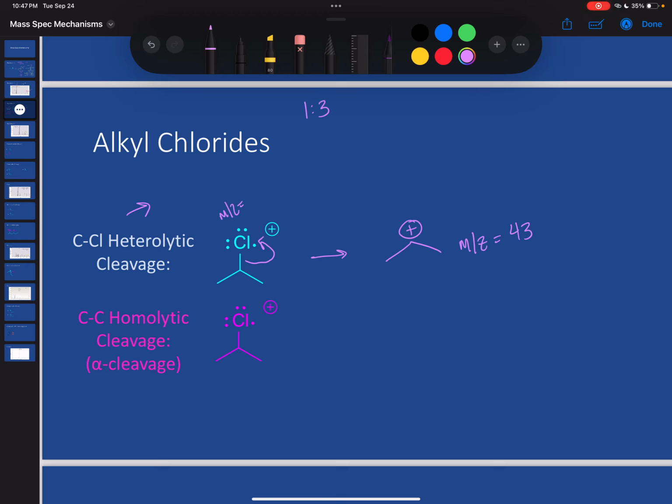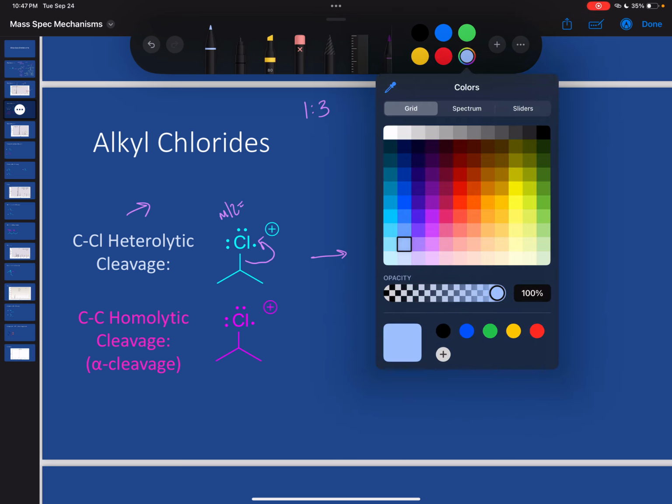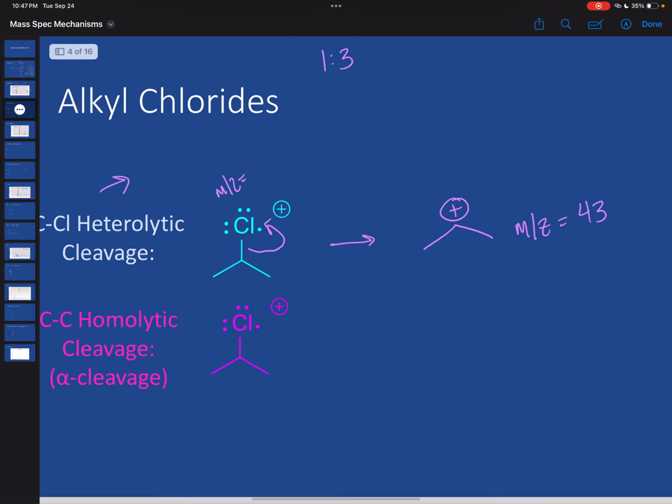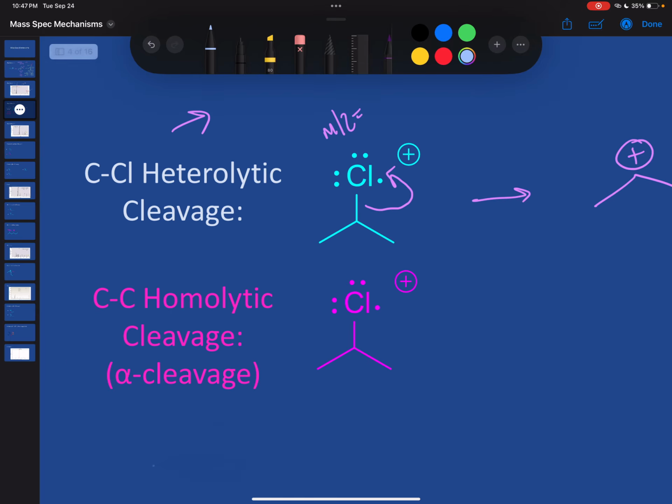Now, additionally with our chlorines, we can do our homolytic cleavage. Homolytic cleavage is going to use our fishhook arrows, where we're moving just one electron at a time. I literally drew a fishhook, I think. Another term that we use for homolytic cleavage is alpha cleavage, and my reasoning for that is because you're using the alpha carbon, or we're talking about the alpha position.